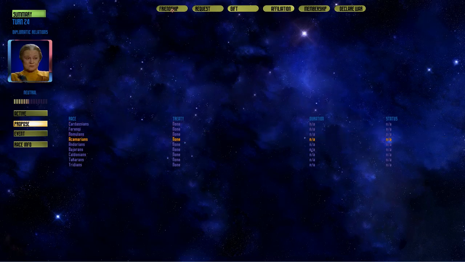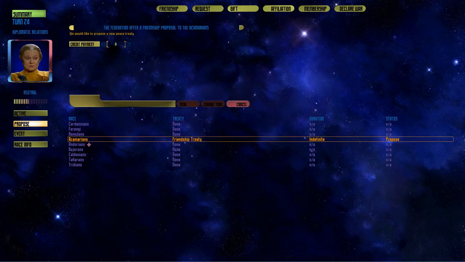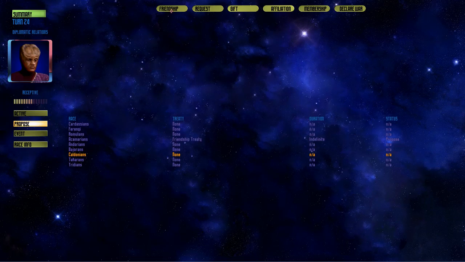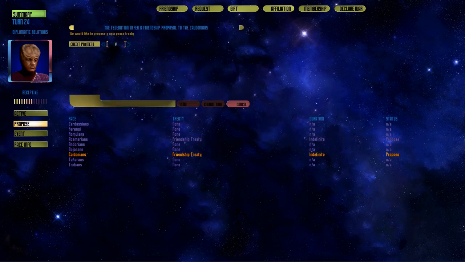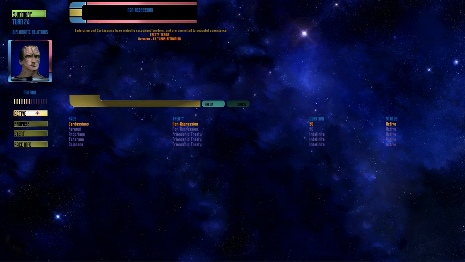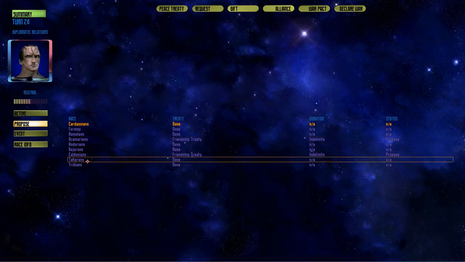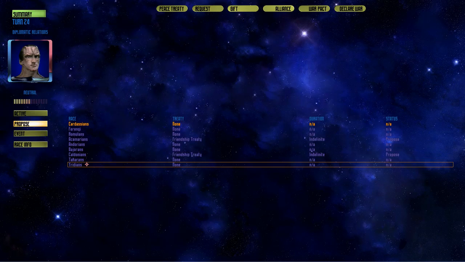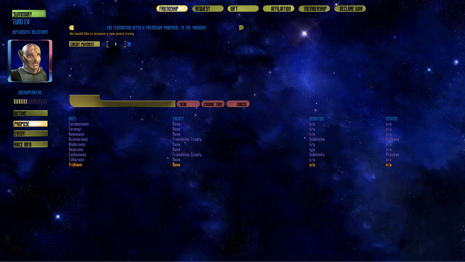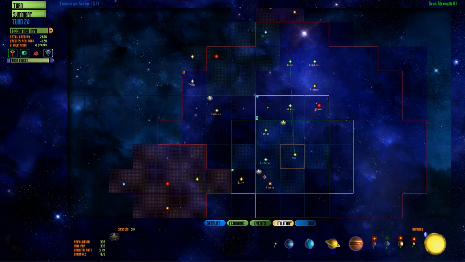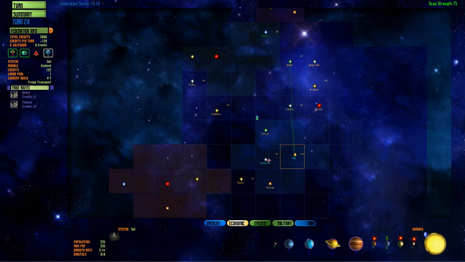So let's propose a friendship treaty with these guys. And with these guys. And who else do we have? We have Andorian, Takaran, Bajoran. So let's also propose one here. They don't like us. Which is okay. We don't have any trade routes here. Two here.